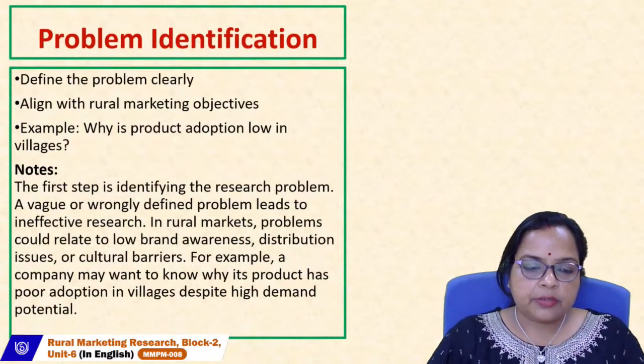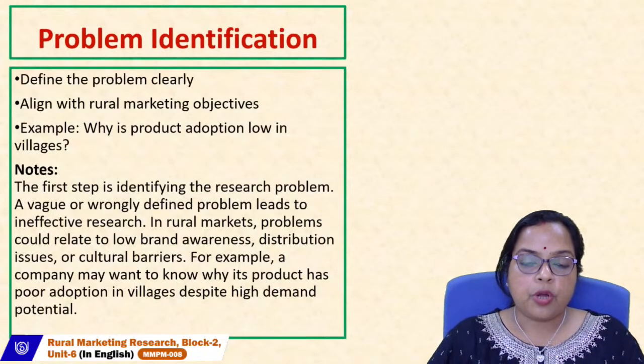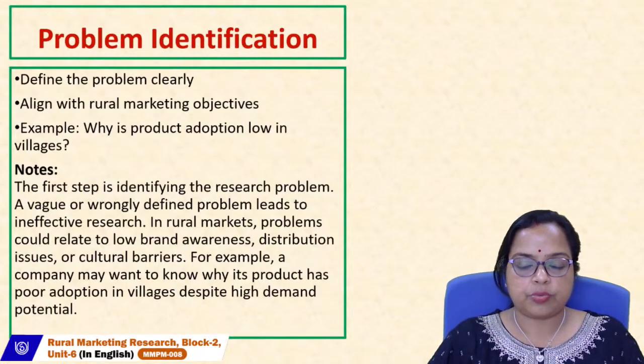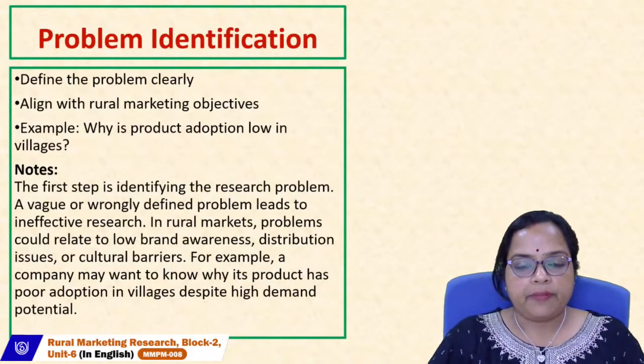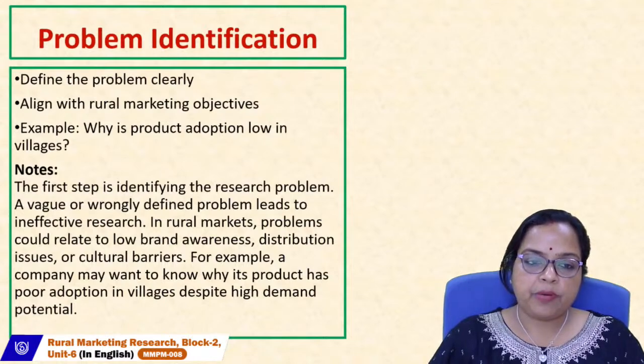How are you going to do this? The first step is to identify the research problem. The research problem in this case is their need, the need identification. Why do they need a shower soap in a rural belt like this, where they are used to using some traditional things to apply on their body while taking their showers? A vague or wrongly defined problem leads to ineffective research. You need to be very careful about this.